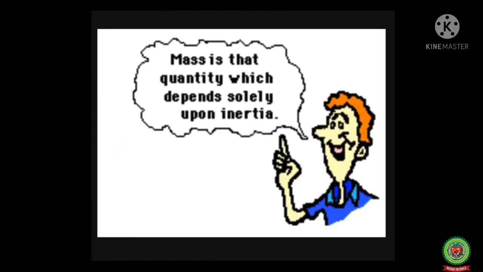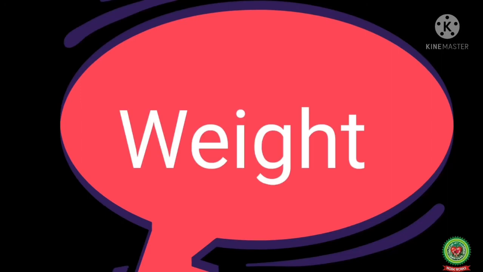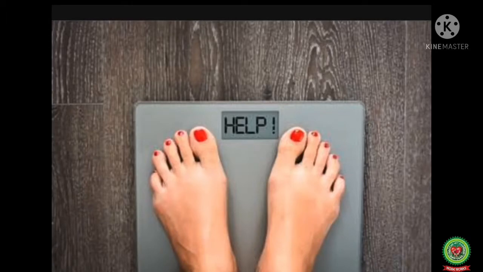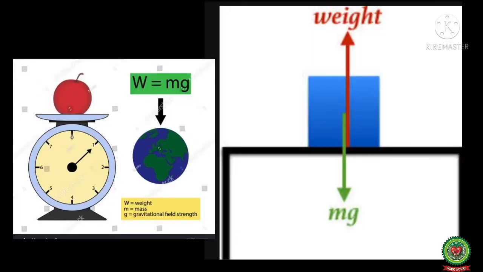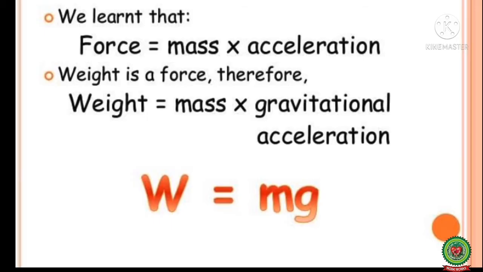Mass measures inertia. Mass is measured using a common balance. Let's discuss another term called weight. Children, do you know what is weight? Weight is the force with which a body is attracted towards the center of the earth. If the mass of a body is m, then its weight is W equal to mg.